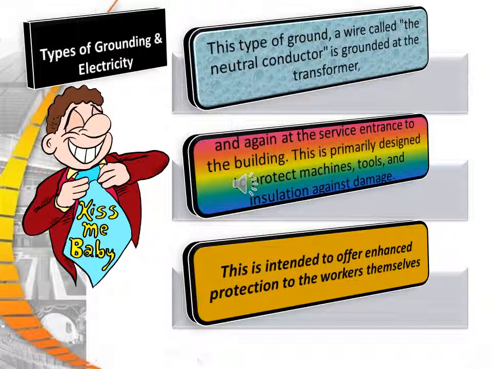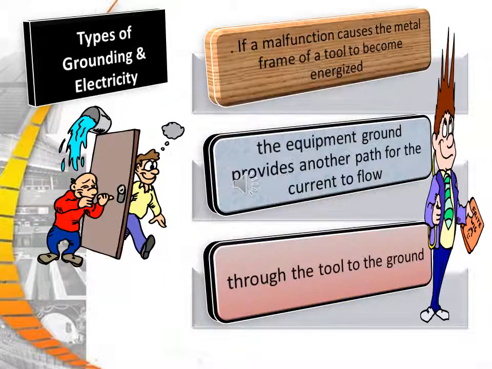When discussing grounding electricity, a wire called a neutral conductor is grounded at the transformer and again at the service entrance of the building. This is primarily designed to protect machines, tools, and insulation against damage. It also is intended to offer enhanced protection to the workers themselves. If a malfunction causes the metal frame of the tool to become energized, the equipment ground provides another path for the current to flow through the tool and to the ground.